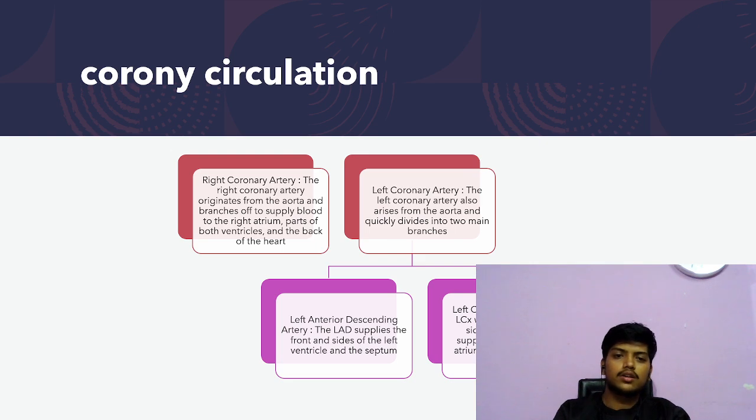Coronary circulation. The right coronary artery originates from the aorta and branches off to supply blood to the right atrium, parts of both ventricles, and the back of the heart. The left coronary artery also arises from the aorta and quickly divides into two major branches. The left anterior descending artery, or LAD, supplies the front and sides of the left ventricle and septum. The LCX wraps around the left side of the heart and supplies blood to the left atrium and back of the left ventricle.